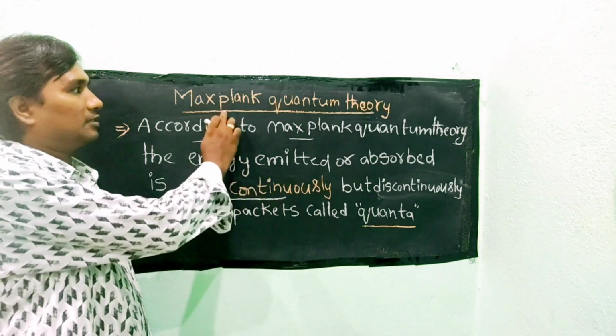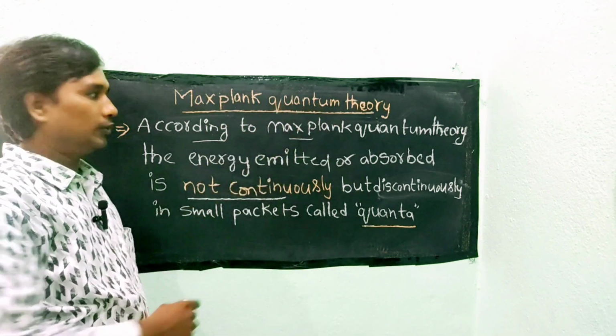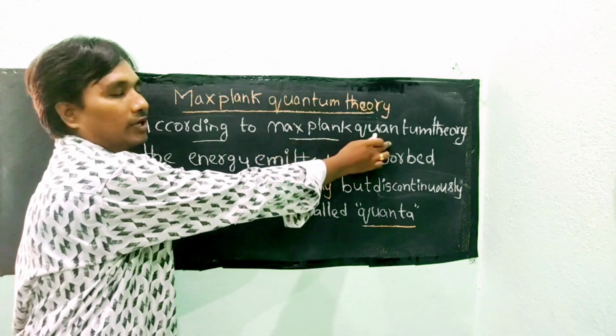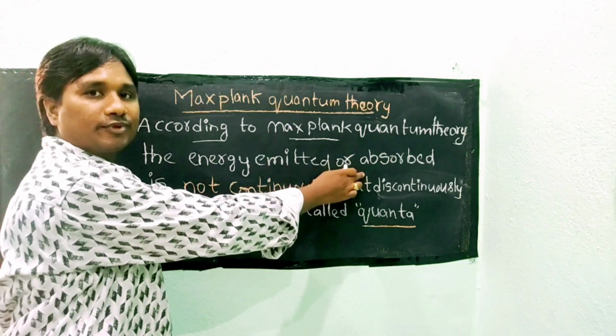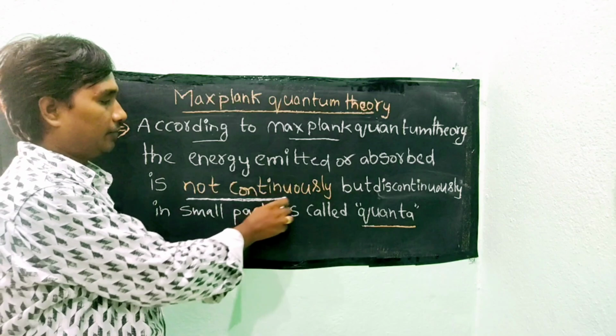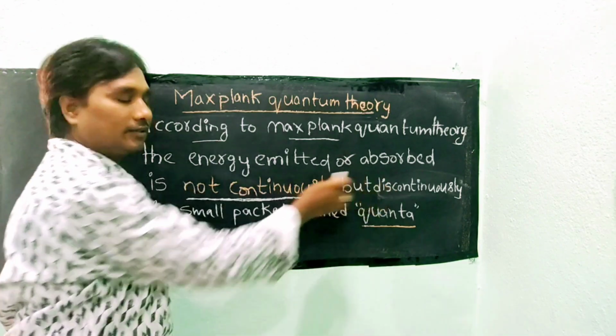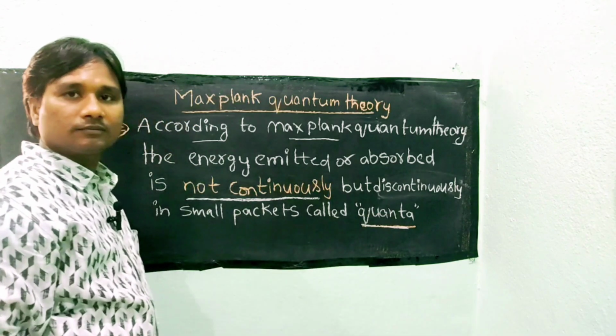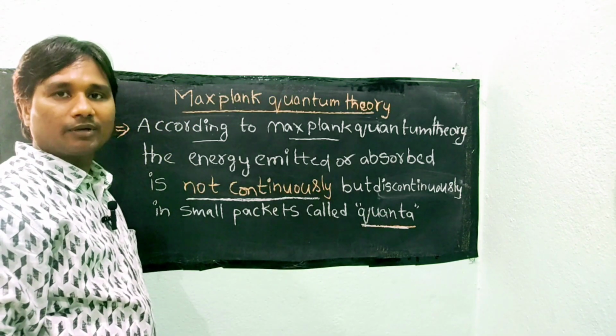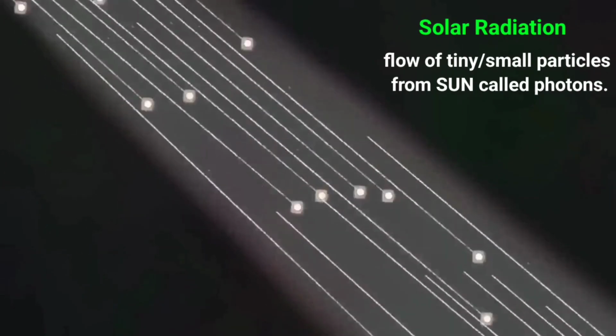Important point of Max Planck quantum theory: according to Max Planck quantum theory, the energy emitted or absorbed is not continuous but discontinuous, in small packets called quanta. This is the important point of Max Planck quantum theory. You can think of light as the flow of tiny particles called photons shooting out from the sun.